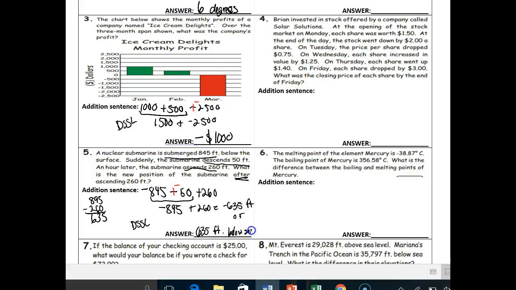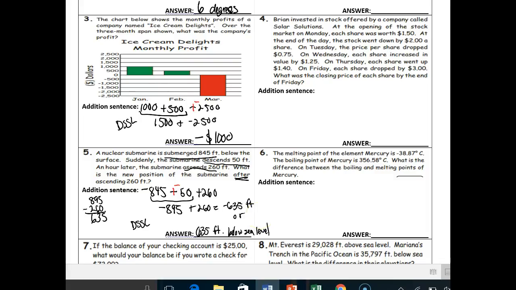below sea level. Now, why can I say that this one is positive and this one's negative? Well, saying negative 635 feet is the same thing as saying 635 feet below sea level, because below sea level is just the words that mean negative, right? You wouldn't say negative 635 feet below sea level.